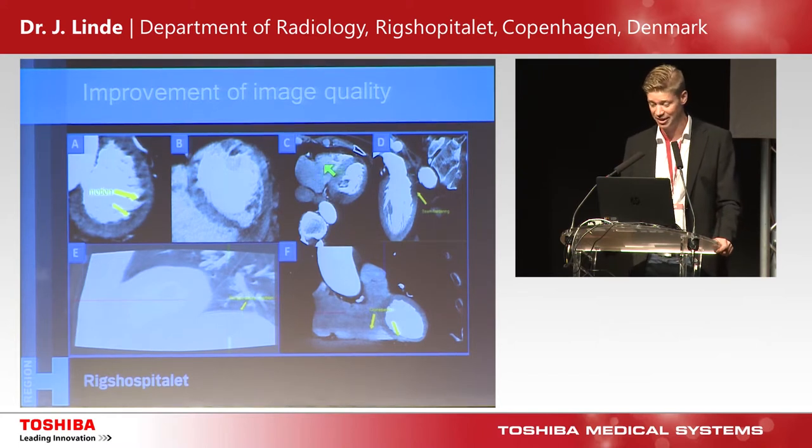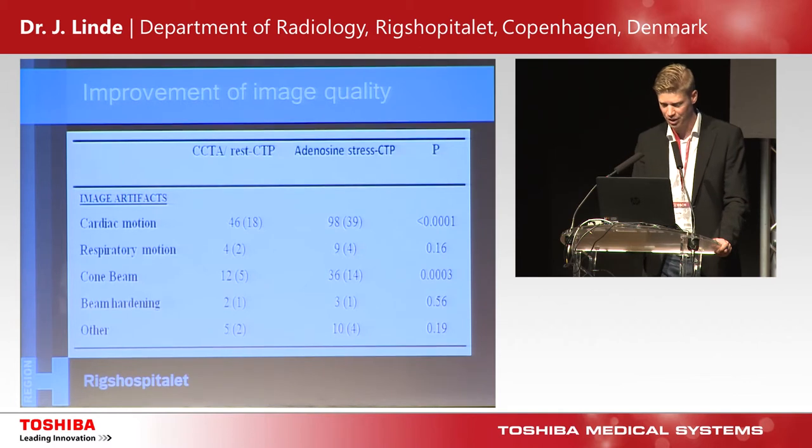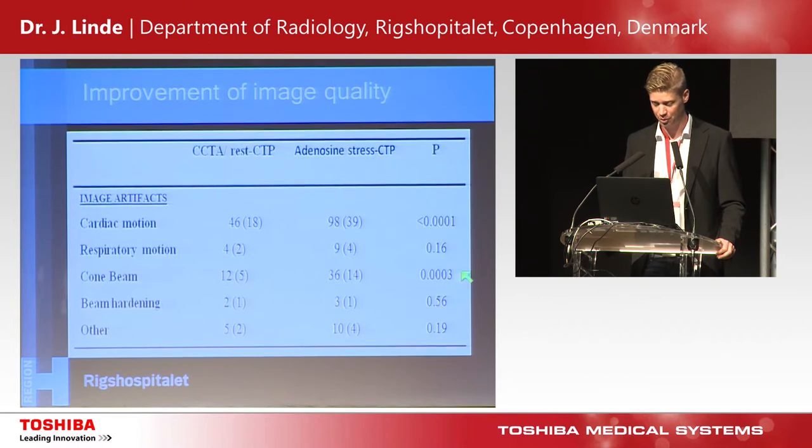Then in examples C and D, we see examples of beam hardening artifacts due to the close relationship to very dense structures. And finally, the cone beam artifact due to the wide detectors of the newer generation scanners. So in 251 patients, we noted that cardiac motion was by far the most typical type of artifact, in 40% of the patients during the adenosine stress. And also the cone beam artifact, we saw that. However, beam hardening artifact was actually very rarely seen.